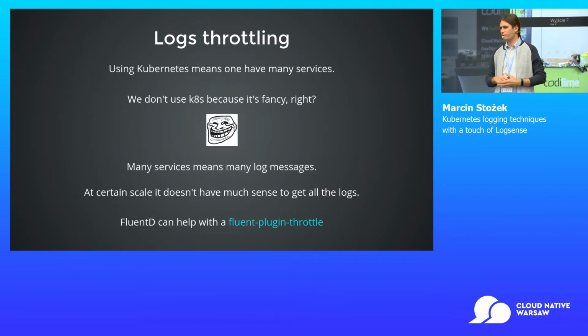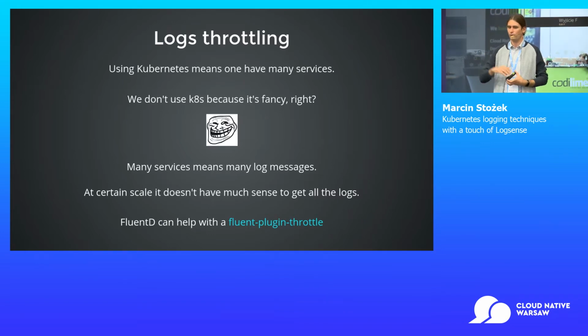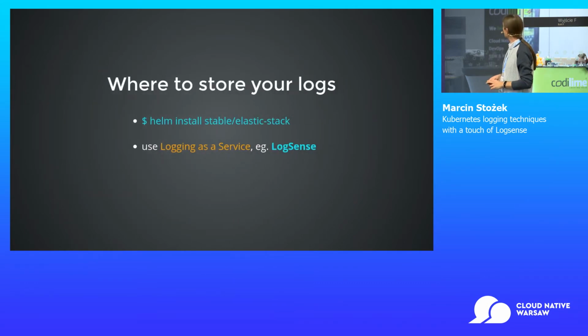We can use this fluentd plugin, throttle. If we use fluentd, we can just say many things like, I want every 100th, or I want every 10th of the logs from this application and so on, and that's it, right? It's really easy, and sometimes I'm pretty sure we just don't need all of those logs.